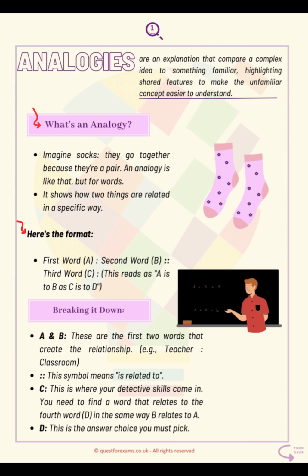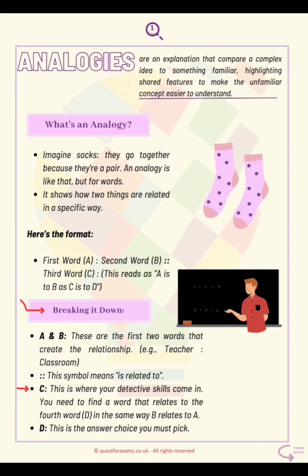Here's the format. First word, A, second word, B, are equivalent to third word, C. This reads as A is to B as C is to D. Breaking it down, A and B are the first two words that create the relationship. Example, teacher and classroom. This symbol means is related to.